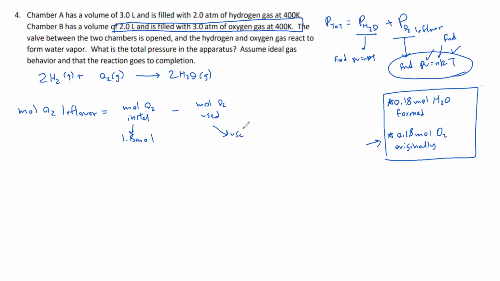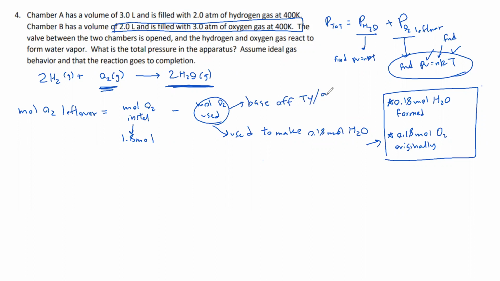Well, it was used to do what? The oxygen was used to make water gas. So used to make water. And how much water did we make? 0.18 moles. Right, as always, like you've seen me say in the other videos, the amount used, you want to base it off the theoretical yield or the amount of product that you make. Both of those mean the same thing. The amount of your product made.